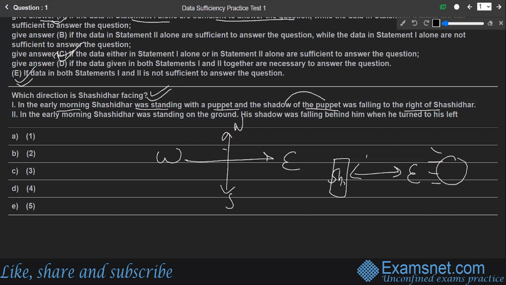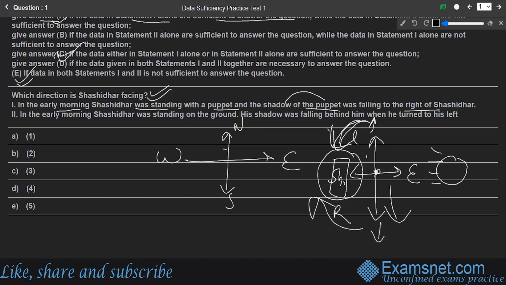Now they are saying the shadow of the puppet was falling to the right of Shashidhar. So wherever Shashidhar stands, the shadow should fall to the right of him. Now there can be 2 cases: Shashidhar, if standing here, can face northward or southward. If he faces northward, then the shadow will be falling to his left. But that's not what they are asking. They're asking that the shadow should fall to the right. So if he faces the south direction, then the right side of a person facing south is this way. The shadow is already lying there, so obviously the person is facing the south direction. Then only to the right of south does a shadow fall on the west side. So statement number one has sufficient information to answer the question. Now we have to check statement number two for the same thing.